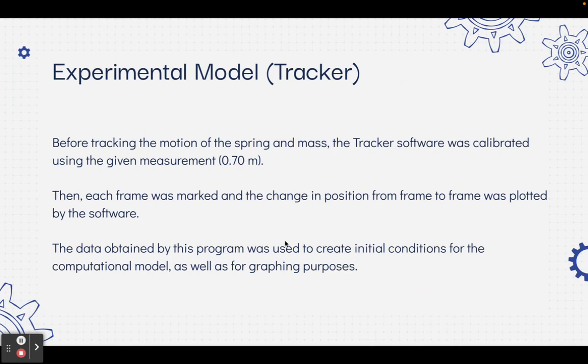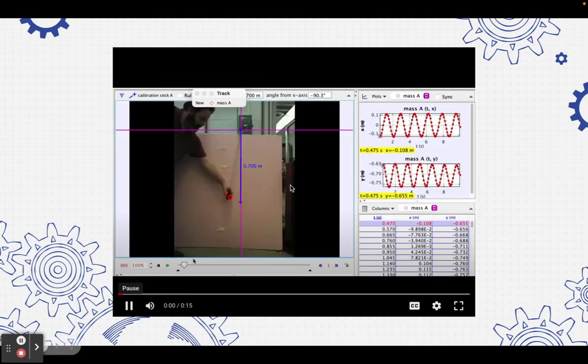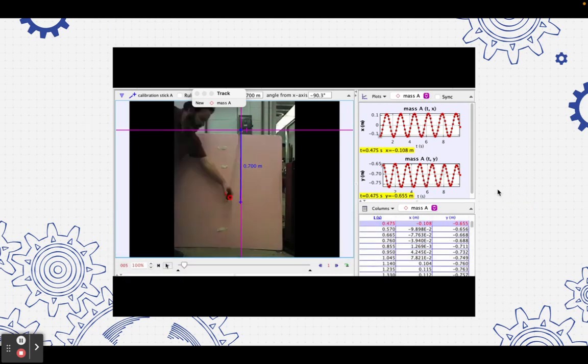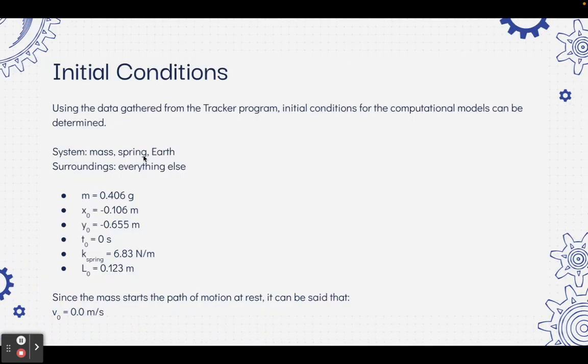So before tracking this motion, the spring and mass, we calibrated the tracker software and tracked each frame for the data. So here we just have a video of the tracker software running. As we can see in both the Y and X directions, we have this oscillatory motion, which is what we're looking for. And here we have the data that we will use in the next portion.